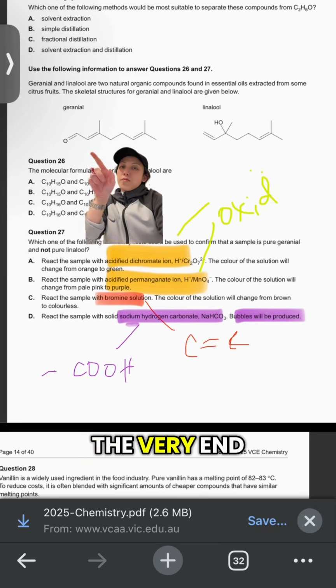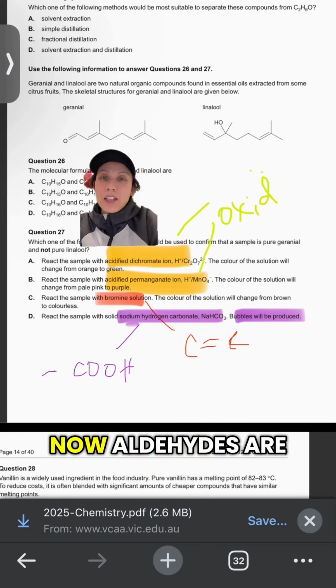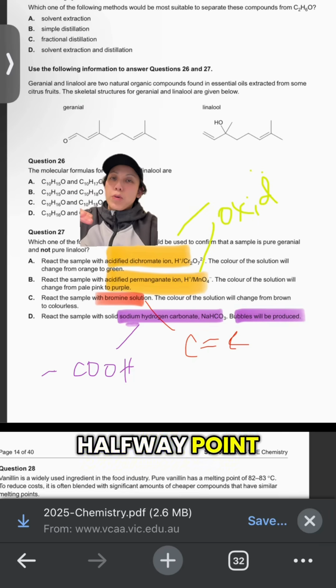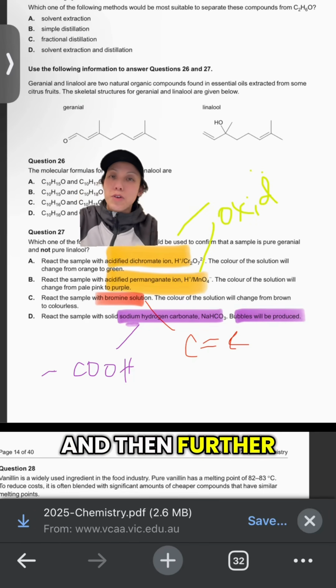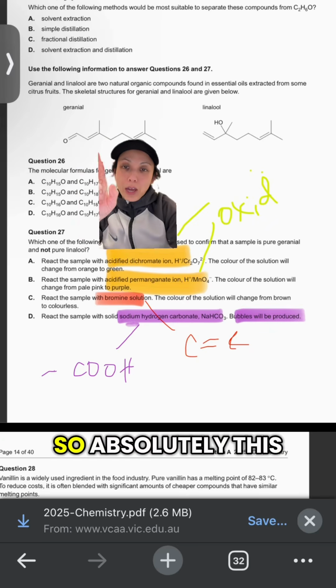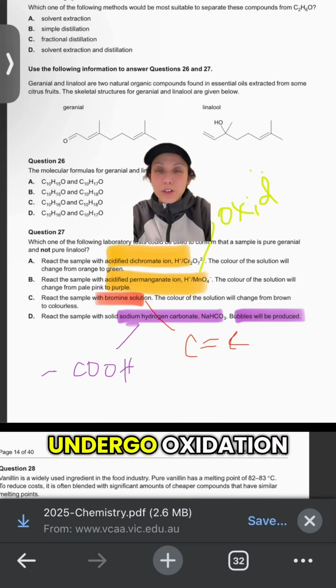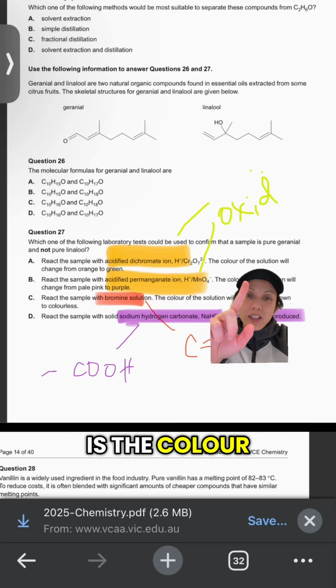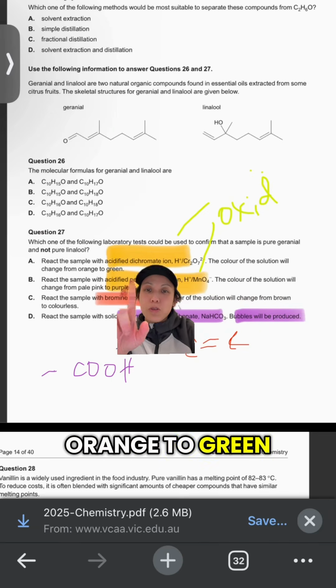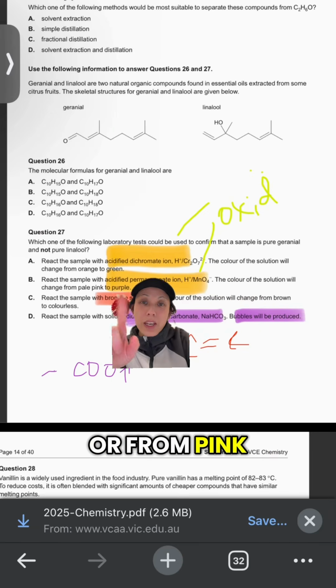Now, looking at the very end here, you've got an aldehyde. Aldehydes are kind of like the halfway point when you go from a primary alcohol, it can be oxidized to an aldehyde, and then further oxidized to a carboxyl group. So absolutely, this molecule here can undergo oxidation. But the question is, what is the color change that we're looking for? Is the color of the solution going to go from orange to green or from pink to purple?